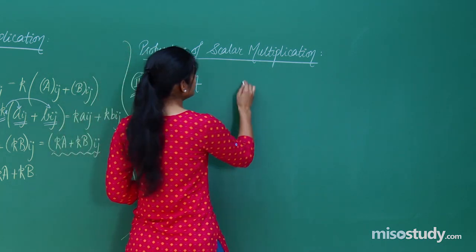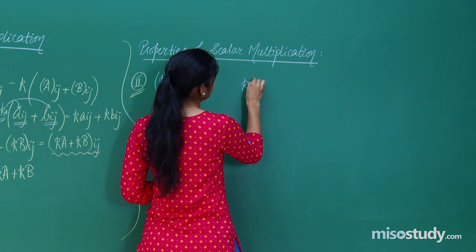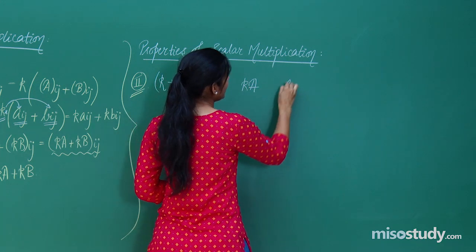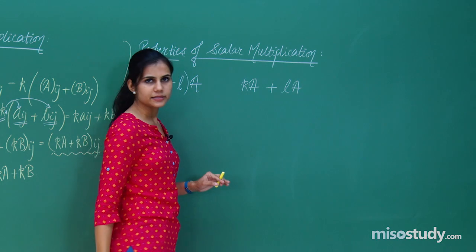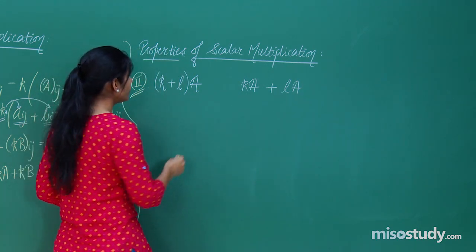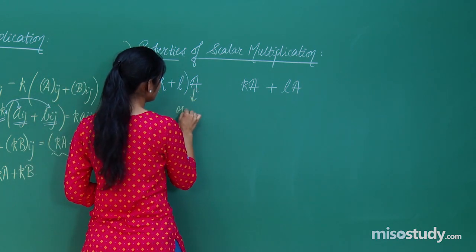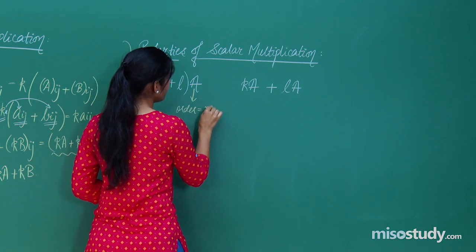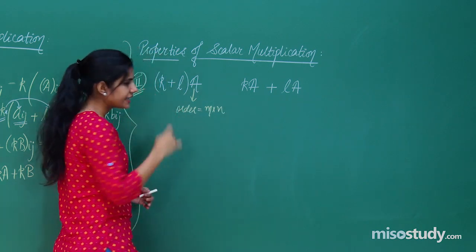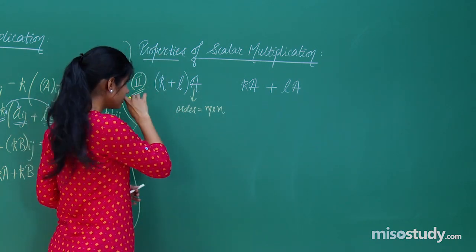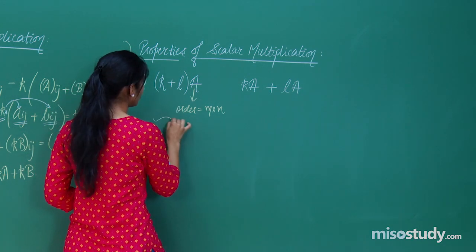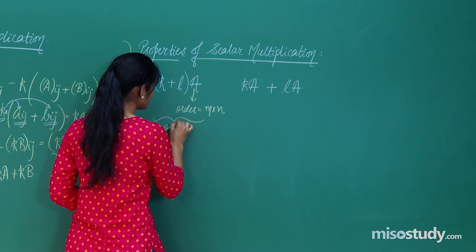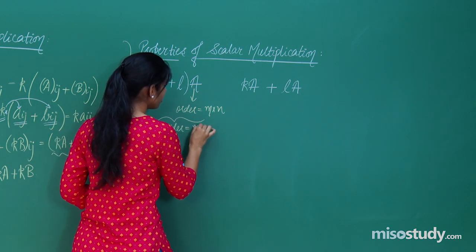What else can I do is, with the help of K and my matrix A, I can create Ka. With the help of scalar L and matrix A, I can create La and then add both these. Why am I adding both these? Over here understand that the order of matrix A is M cross N, K plus L is just a scalar. So when a scalar is multiplied by a matrix, the order does not change. So the order of K plus L times A is also M cross N.